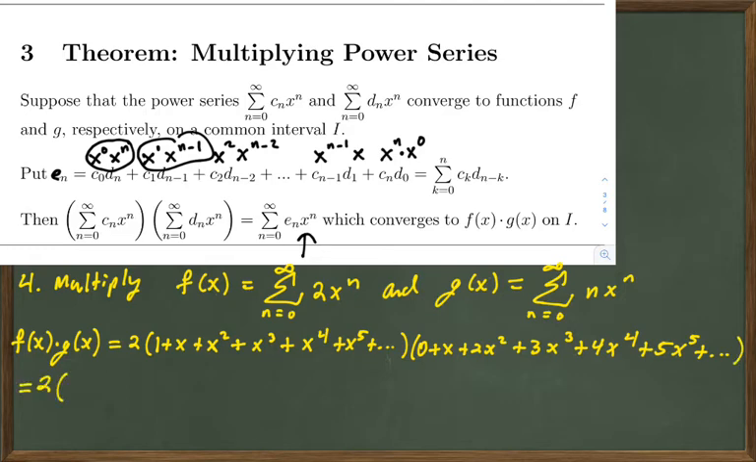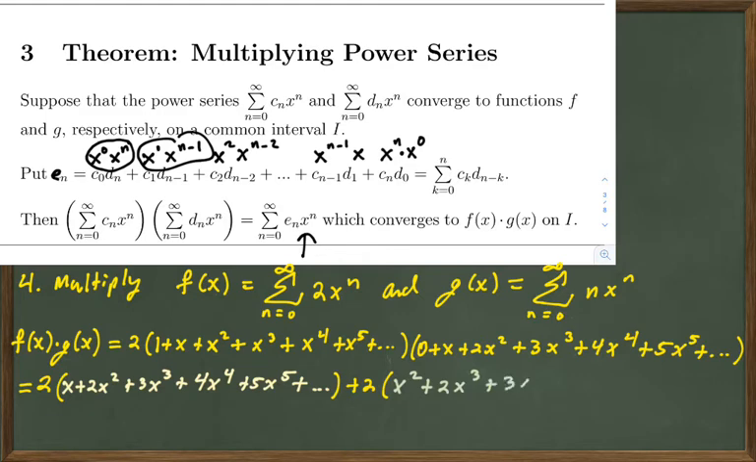Okay, so I'm just going to have the 2 out in the front, and the first thing I'm going to do is distribute the 1 to everything in the second series. So 1 times x, 1 times 2x squared, 1 times 3x cubed, 1 times 4x to the 4th, plus 1 times 5x to the 5th, and that just keeps going on. And now we're going to take the x and multiply it by everything in the second series. So x times x is x squared, x times 2x squared, 2x cubed, and etc. Just multiply each one of those terms by an x, so it increases their power by 1.